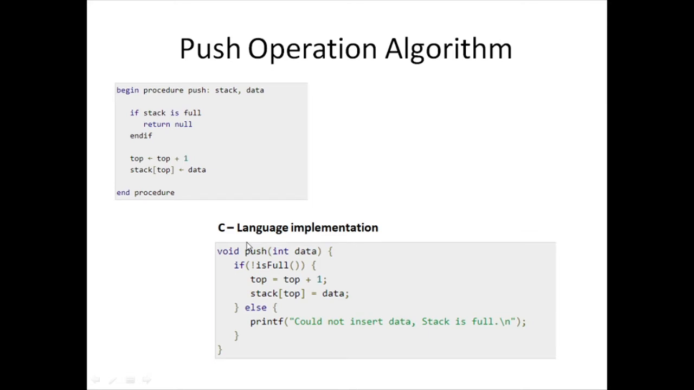So let's try to look now at the C language implementation. We have void push, integer data, assuming that the data is the element of the stack. If not isFull, so if it is not full, we just reverse that one. Then we do the push operation. So top is equal to top plus 1. You move the top index or top pointer to the next space. And then we store the data in the position where top is now pointing. So that's the new location. Otherwise, if this function is not true, that means it is full. So we just print a message that will tell the user that you could not insert any more data because the stack is full.